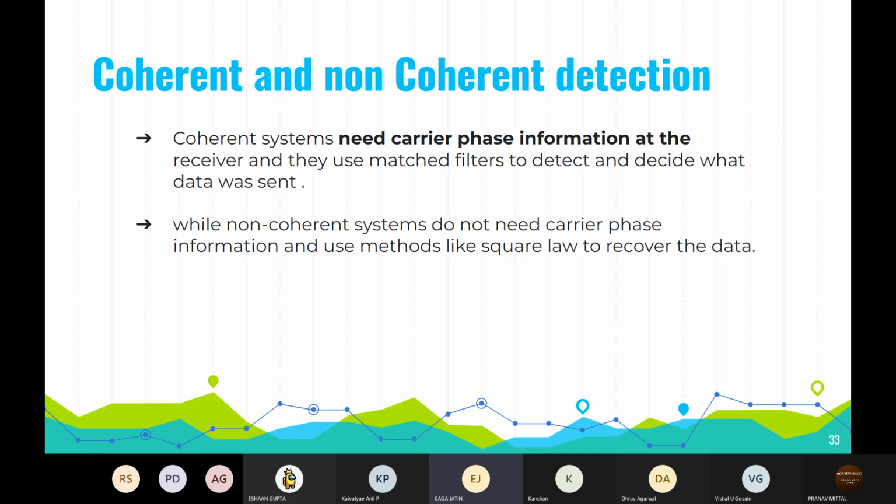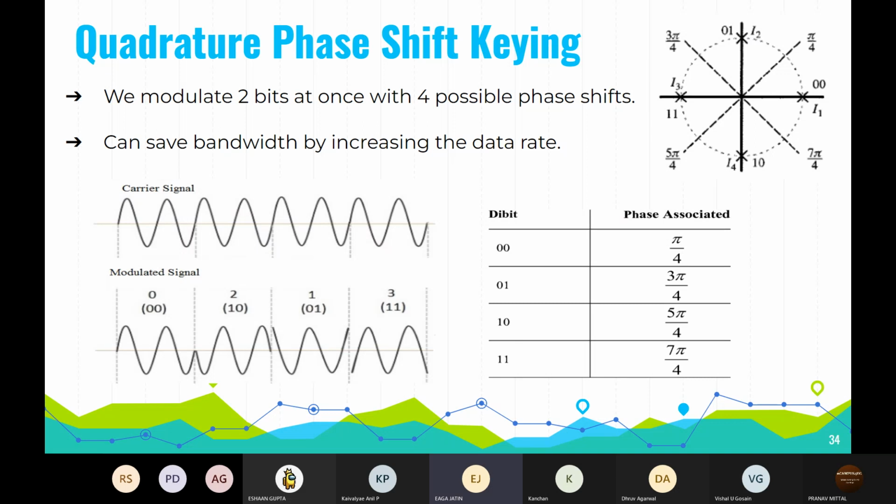So now coming to QPSK, that is quadrature phase shift keying. This is a form of PSK in which two bits are modulated at once. Before, we saw binary phase shift keying where we modulate one bit at once, and here we will be modulating 2 bits at once.